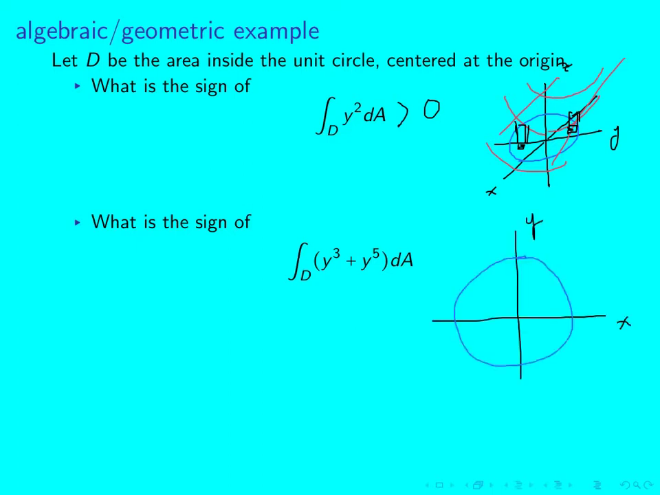Okay, this next example is a little bit different. So the region over which I'm going to integrate, the unit circle in the xy plane, is the same, but this time I'm going to integrate the surface given by z equals y cubed plus y to the fifth. So notice that y cubed plus y to the fifth is not always positive as it was in the first example.